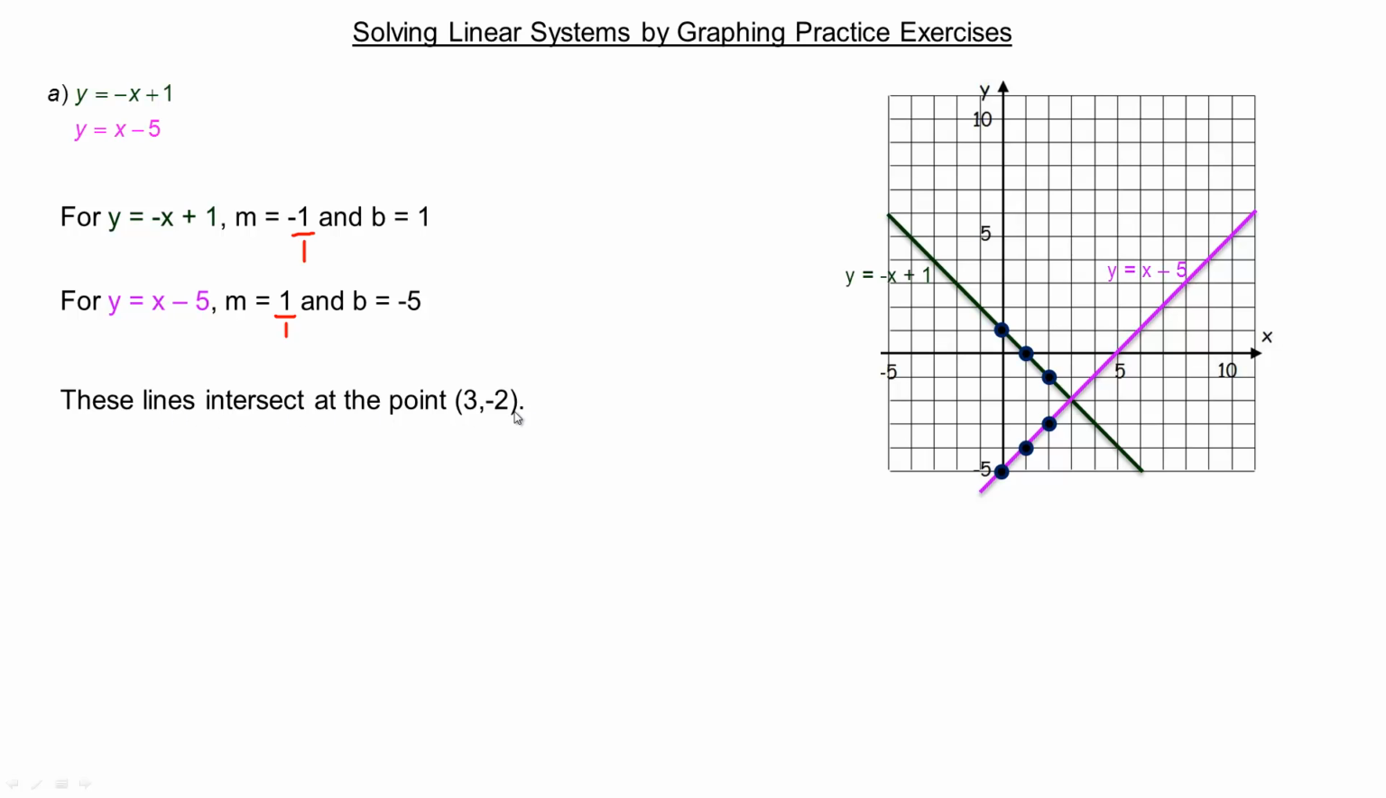Now, so that's one way to state your solution. The other thing is you could say x equals 3 and y equals negative 2. That's another way to state the solution for a system of equations, what the variables are equal to.